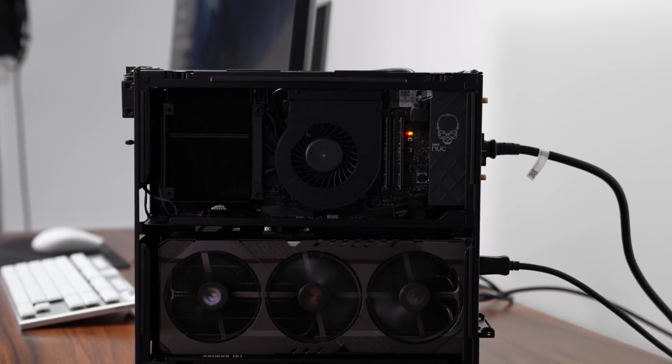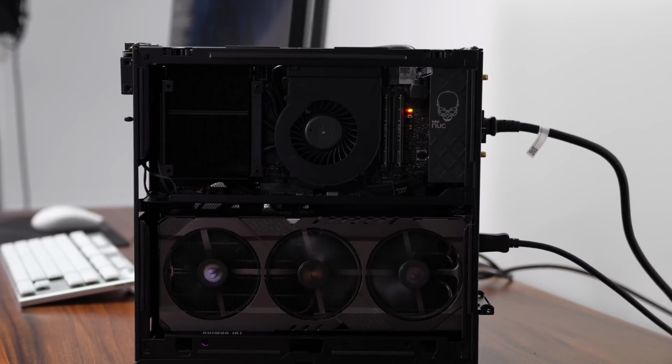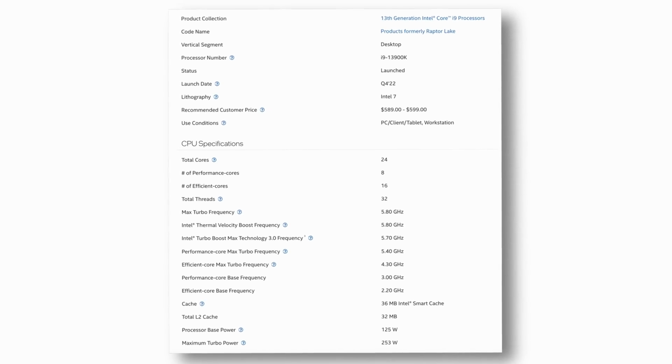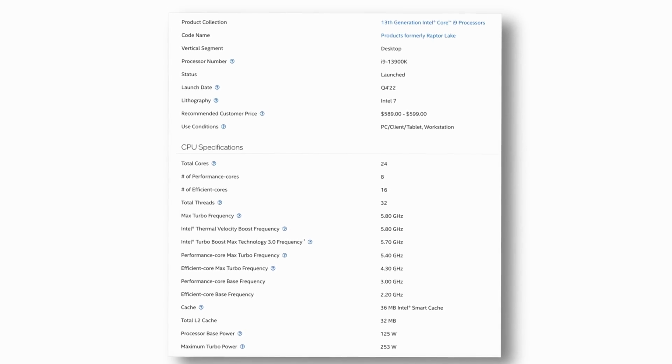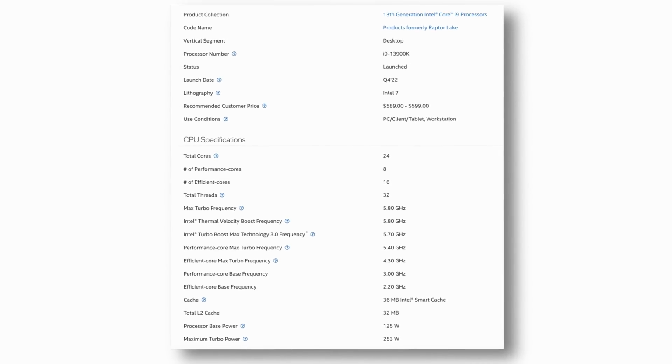In terms of performance, great. You know, like this is using the exact same i9-13900K, 125-watt unlocked processor that you'd buy from Amazon or Newegg or any of your favorite stores. Boosts up to 5.8 gigahertz. It has 8 performance cores, 16 efficiency cores. There's no difference. The only difference is the PL2 power limit.